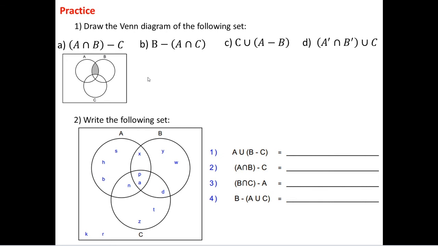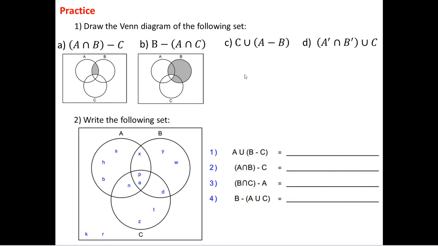For letter B, what is B minus the intersection of A and C? This is the answer. Our set B is subtracted by the intersection of A and C. This is the intersection of A and C, so you erase all this part from B. So you are just left with this shaded region. And that shaded region is our B minus the intersection of A and C.